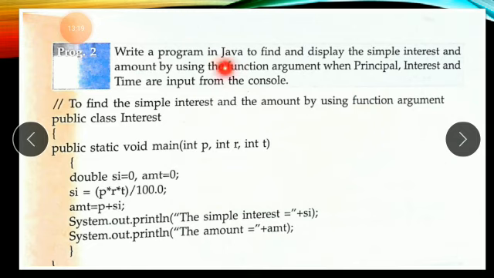Write a program in Java to find and display the simple interest and amount by using the function argument when principal, interest, and time are input from the console. Here interest is the class, public static void main. What do we have to take? Principal, interest, and time are input. So int p, int r, int t we take as function arguments. We calculate simple interest, you know the formula, we just write the formula. Then amount is principal plus simple interest, and then we print it. That's it.